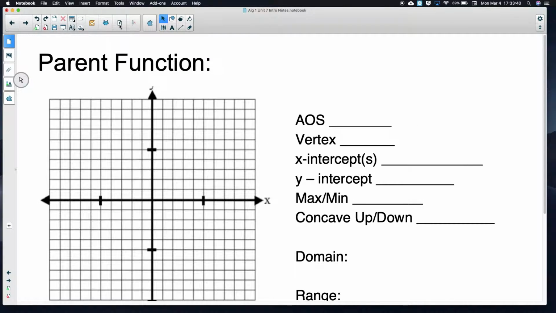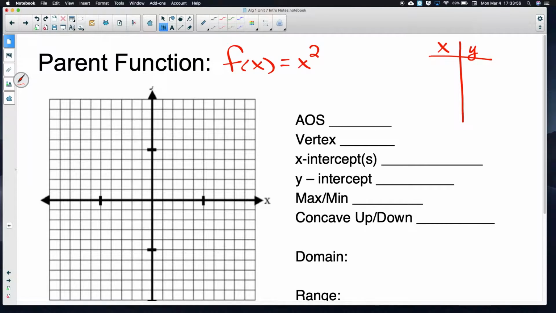So, what does this all look like? Well, our parent function, or our starting place, the parent function is f of x is equal to x squared. So what I want to do is I want to think of an xy table, and I want to plot some points. I want to plug in -2, -1, 0, 1, and 2. So when I plug -2 in, -2 squared, that's going to give me +4. -1 squared is 1, 0 squared is 0, 1 squared is 1, 2 squared is 4.